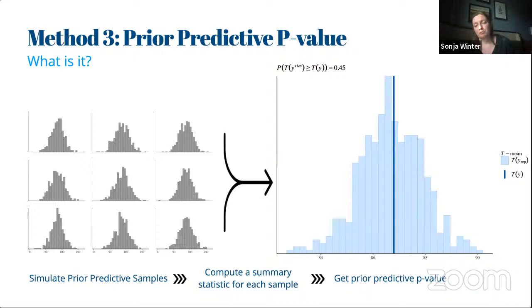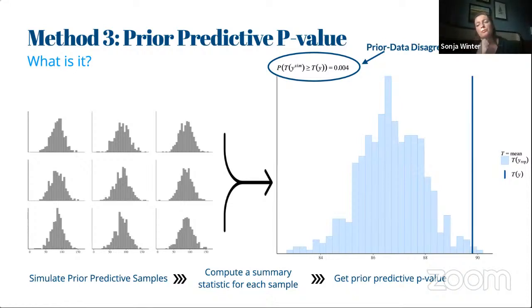And then to get the prior predictive p-value, we basically look at how many of these sample values from the prior predictive distribution resulted in a mean that's larger than the actual mean that we observe in our data, which is shown here with the vertical blue line. In this case, when these prior predictive samples and their summary statistics are evenly distributed around our actually observed mean, our prior predictive p-value will be close to 0.5, and this will indicate prior data agreement, because our priors are pretty able to estimate our means with some error on each side.